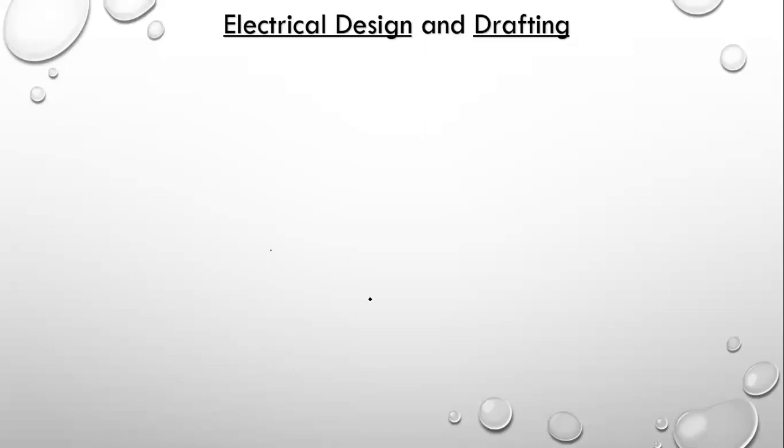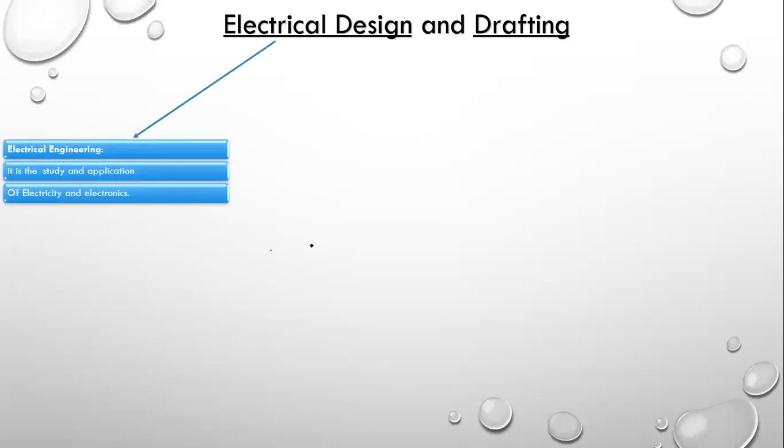So first, electrical comes from electrical engineering. That means studying and applying electricity and electronics. In this department we study first, then we apply the formulas. Same as a mechanical engineer or a civil engineer, what we do first is study the formulas, study the application, study the softwares, and then we apply these things. So same thing is here.